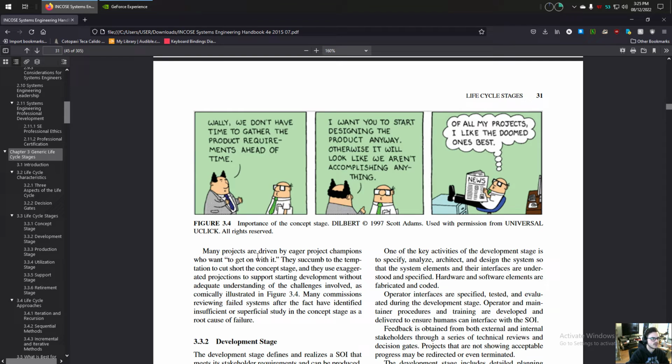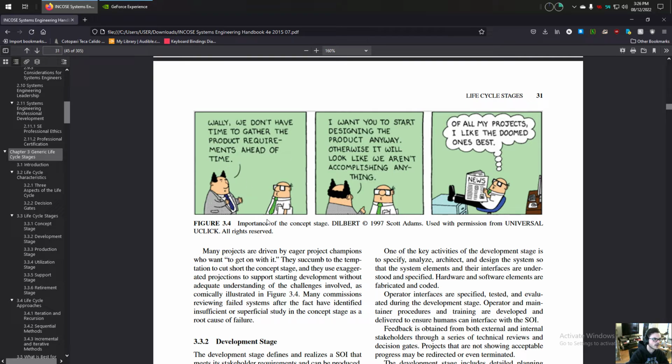Many projects are driven by eager project champions who want to get on with it. They succumb to the temptation to cut short the concept stage, and they use exaggerated projections to support starting development without adequate understanding of the challenges involved, as comically illustrated in Figure 3.4. Many commissions reviewing failed systems after the fact have identified insufficient or superficial study in the concept stage as a root cause of failure. Up here is Figure 3.4.